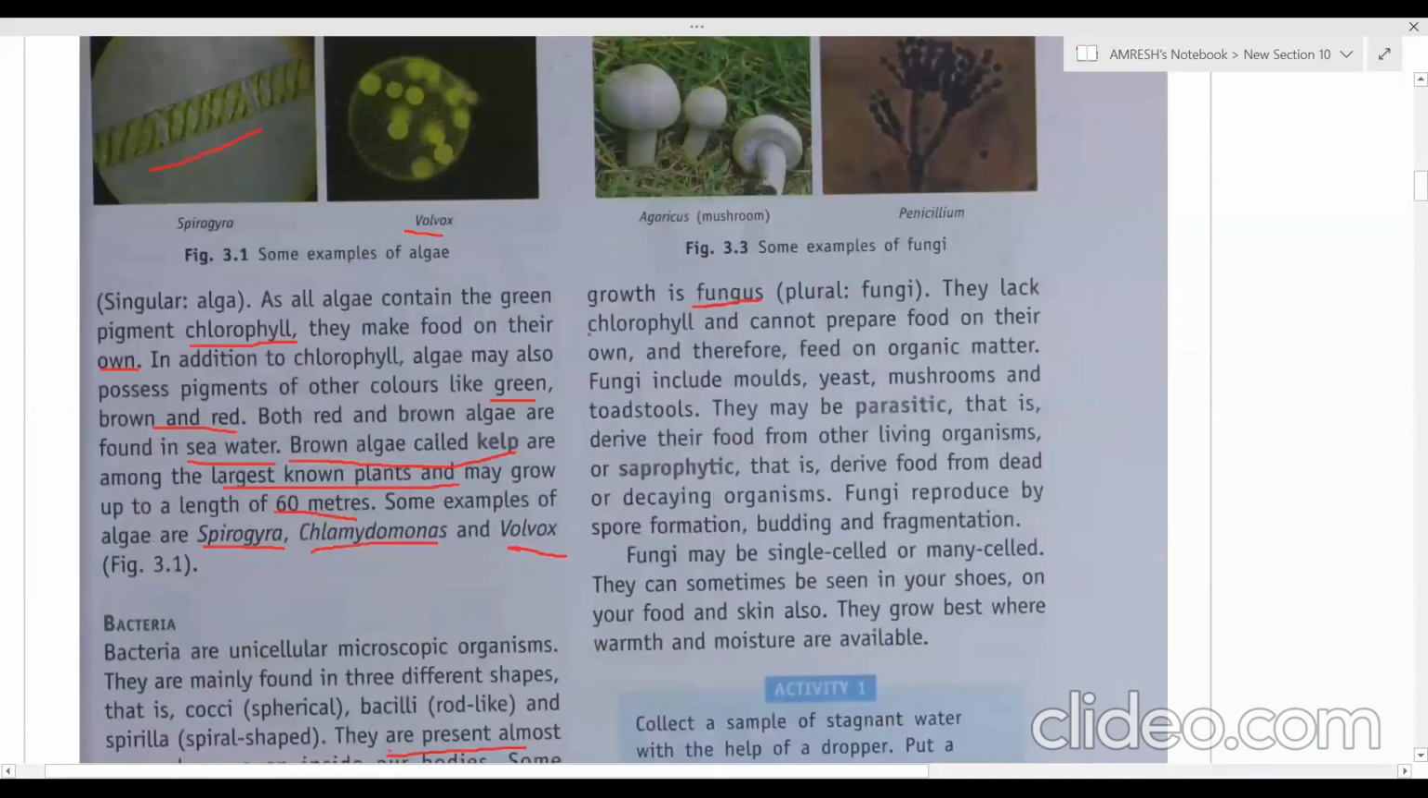They lack chlorophyll. Fungi do not have chlorophyll, so they cannot prepare their own food. They feed on organic matter. Examples of fungi are your molds, yeast, mushrooms, and toadstools.